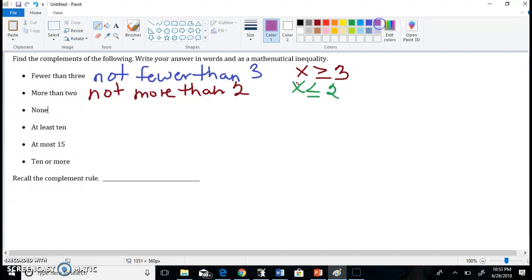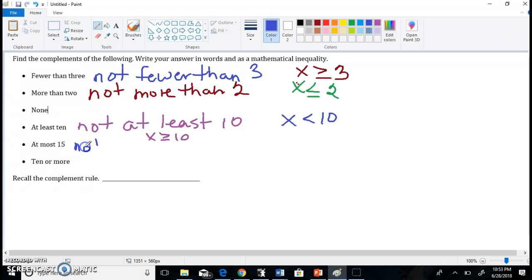Okay, let's skip none for the moment and let's do at least 10, the complement of that. So not at least 10. So let's think, what does at least 10 mean again? At least 10 is greater than or equal to 10. So if it's not greater than or equal to 10, then it is less than 10.